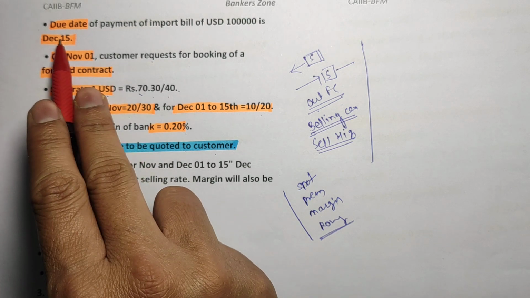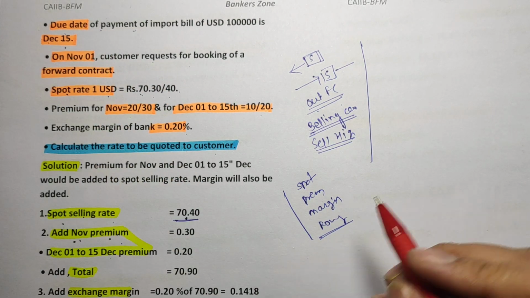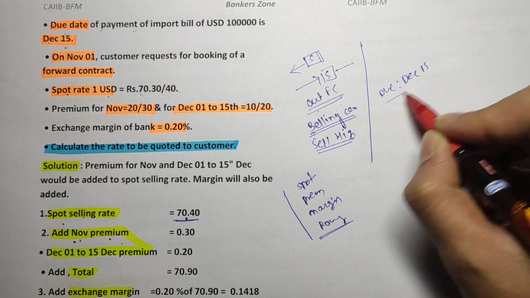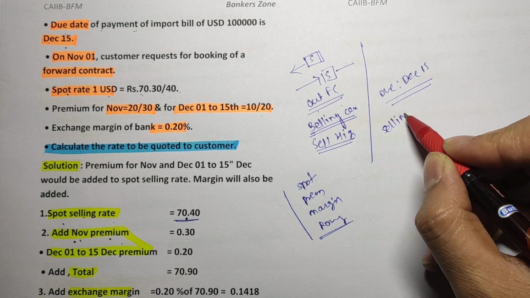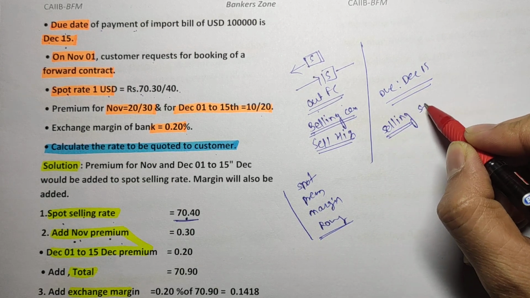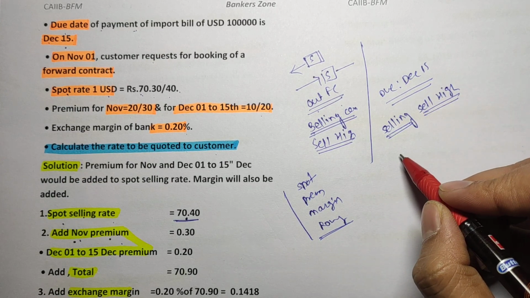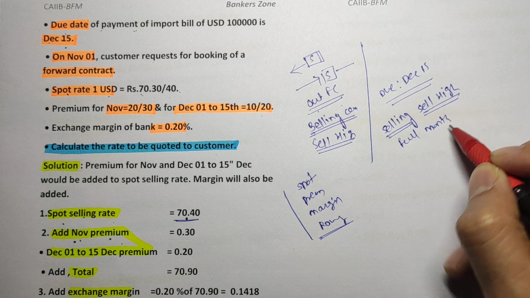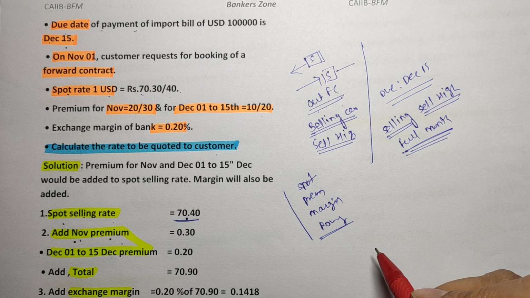See, the delivery due date is December 15, and the case is a selling case. So our target is to sell high. In case of selling, the premium will be added for the full month. That means up to the full time we have to add the premium here.